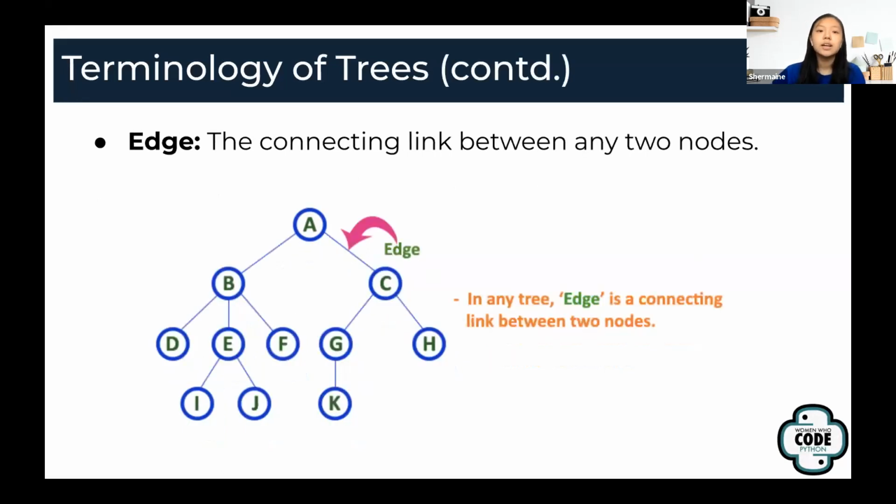Next, an edge. An edge is the connecting link between any two nodes. So in the diagram below, you can see that the edge is the connecting link between A and C, A and B, B and D, and so on and so forth. So this is what an edge is.